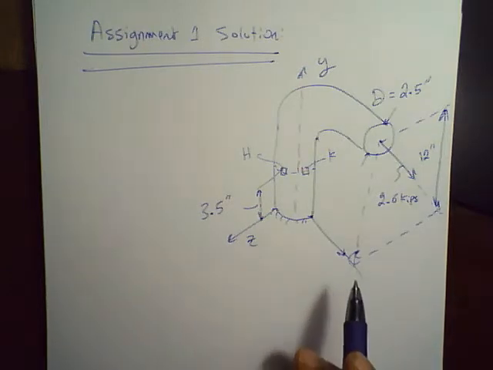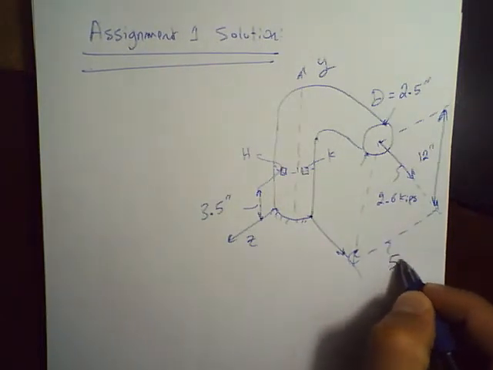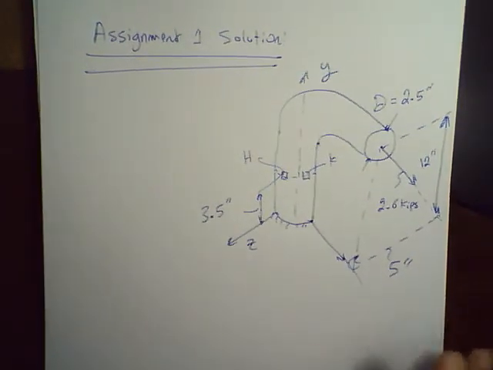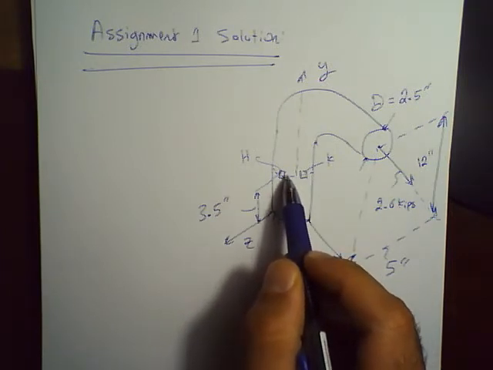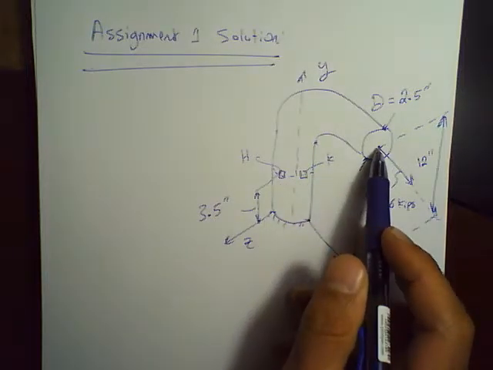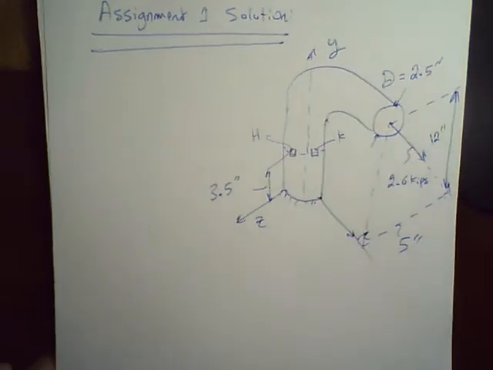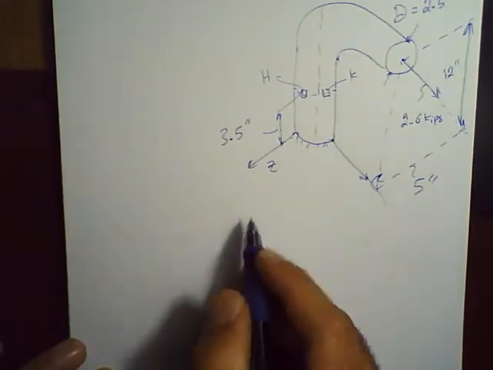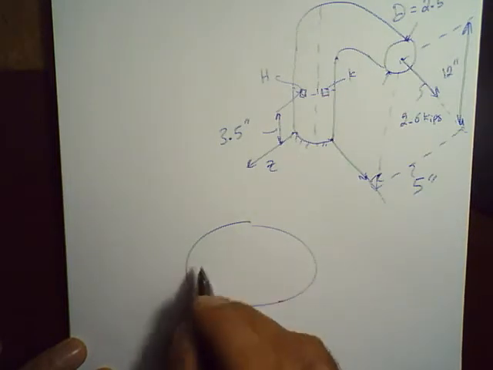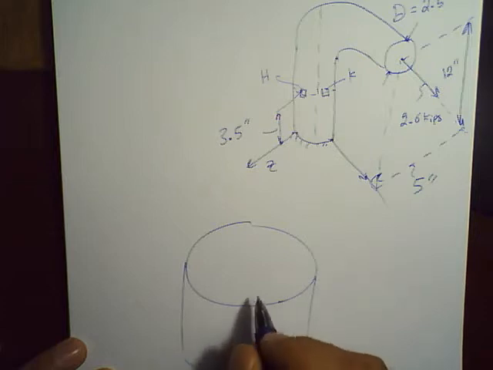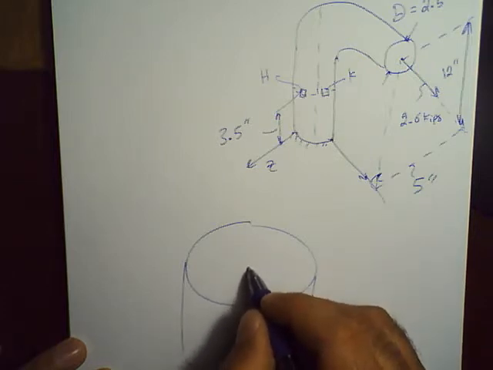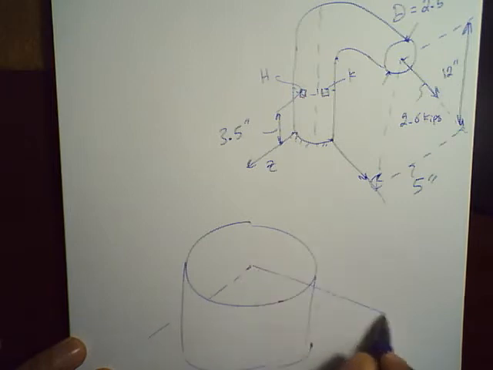So that distance is 5 inches. We would like to find the stresses at element K and then H. I'm gonna start by analyzing the cross section and mapping the forces and the moments into the cross sections. So what you have to do is draw this cross section, amplify it, and this is our Z, and then this is our X.